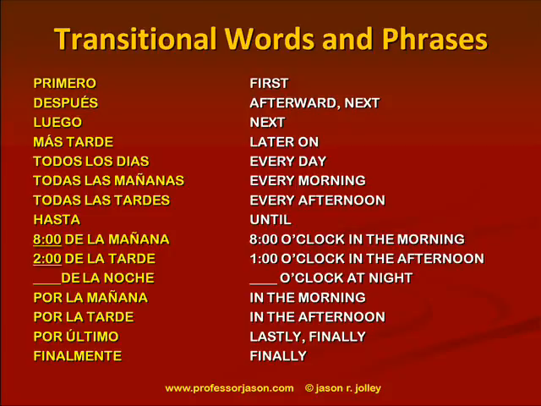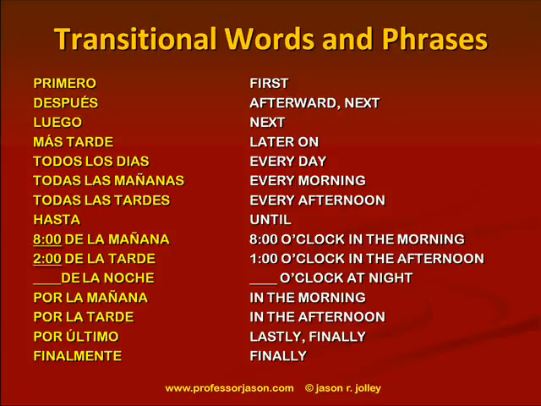Hasta means until, and it's useful when you want to say that you do something until a certain time, like trabajo hasta las 5, or miro televisión hasta las 11. If you want to pinpoint the hour that something happens and say, for example, 8 o'clock in the morning, you're going to use the phrase de la mañana, 8 de la mañana. So for example, me despierto a las 8 de la mañana, or de la tarde, or de la noche. Use de la tarde, de la mañana, de la noche when you say the precise hour that something happens.